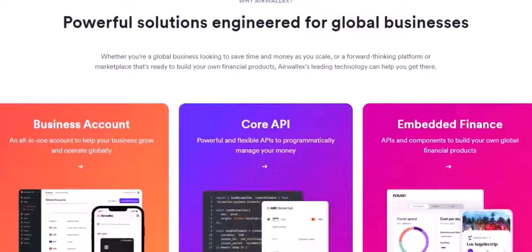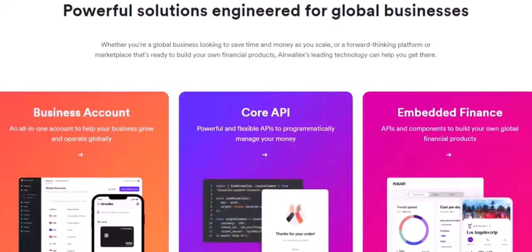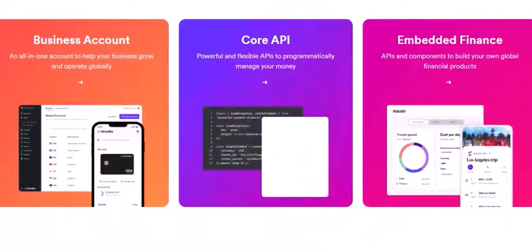This is where the distinction becomes crucial. For a local business or a tech startup focused on a single market, Stripe's comprehensive payment suite and robust developer tools are often the perfect fit. Its straightforward pricing and easy integration get you up and running quickly.